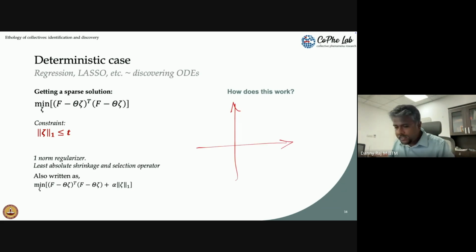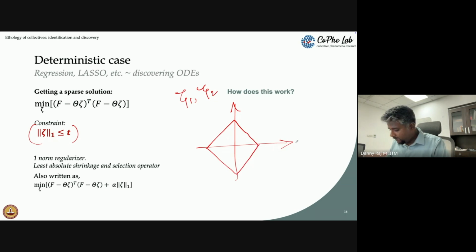Let's build this picture. Let's take the case which we can visualize, where there are only two of these zetas, zeta 1 and zeta 2. Actually, there are as many zetas as your candidate functions, but for now let's assume there are only two values, zeta 1 and zeta 2. What will this look like in such a case? It will look like this. This is zeta 1, zeta 2. This will be your constraint.